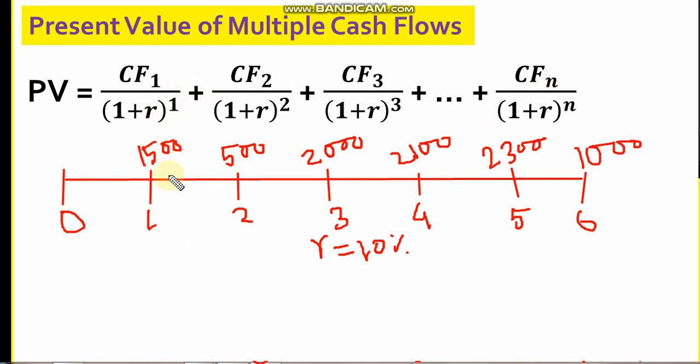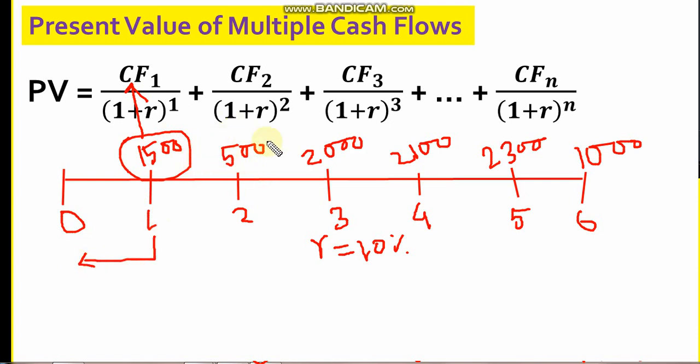So first I'll take this value, 1500. This is my cash flow at the end of year 1. So 1500, that is the first cash flow. At what point of time in the future is it occurring? At the end of 1 year. So divided by 1 plus r, maybe r is 10%, 0.1, to the power 1. Why? Because it is occurring at the end of the first year. So I am converting this future value into present value.